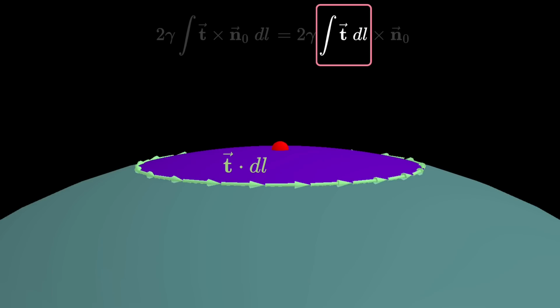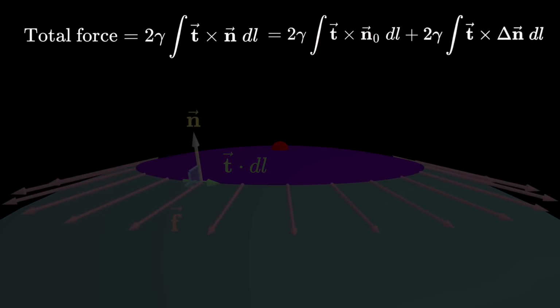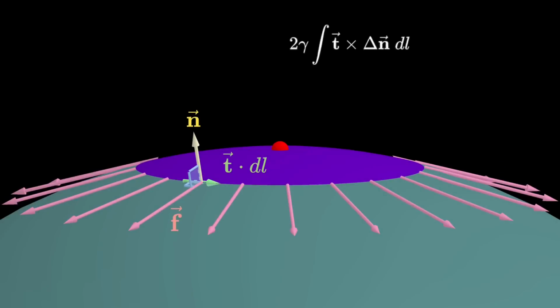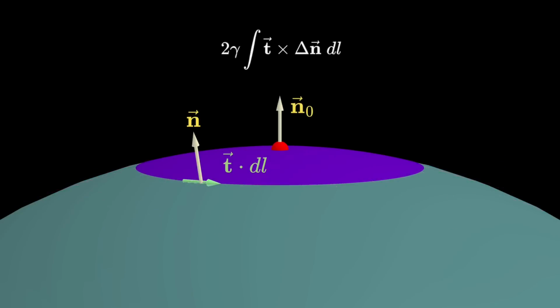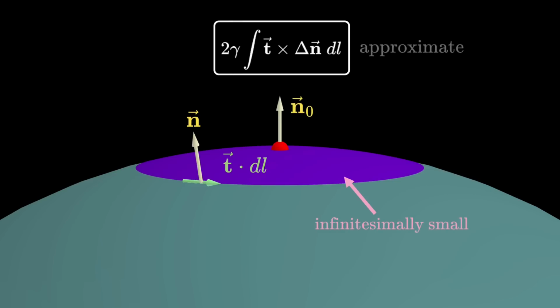Because they form a closed loop, adding them up just yields a zero vector, so this part of the integral vanishes. But the total force on this piece of surface isn't just t cross n0. Sure, this part is zero as we just discussed, but we still have the other integral to compute. Now remember, we are considering an infinitesimally small piece of the surface, so we will do some approximations.